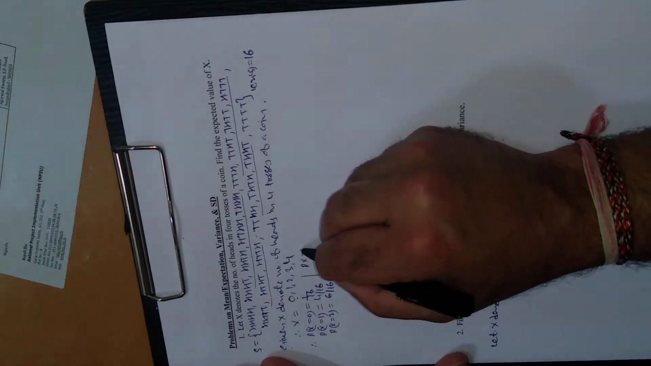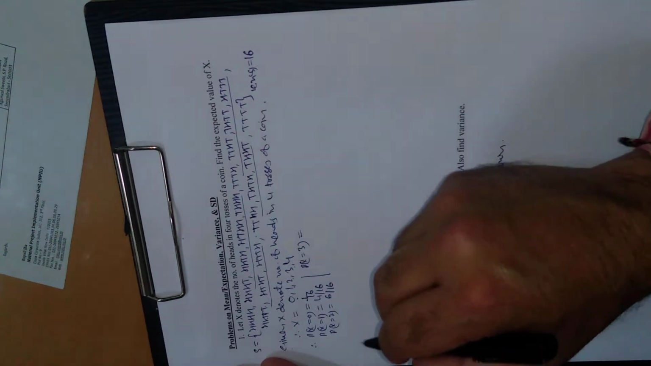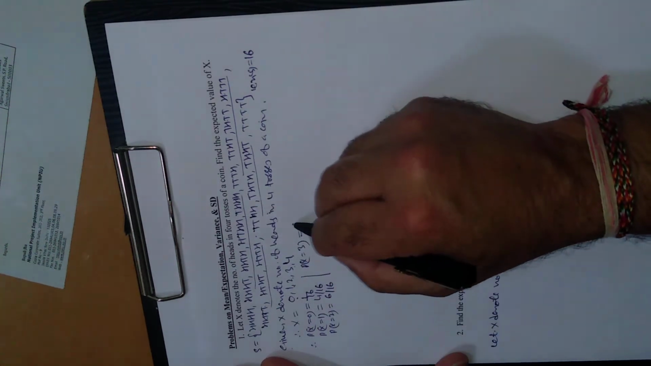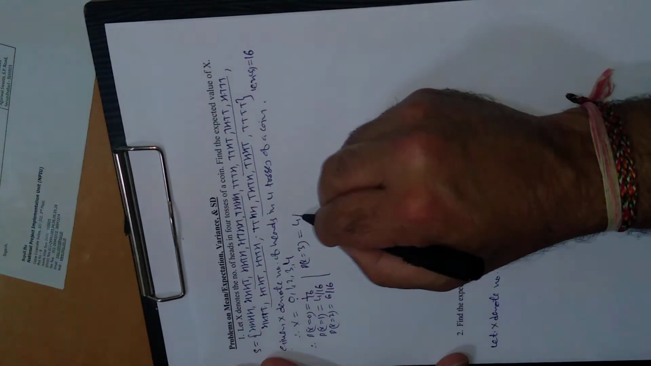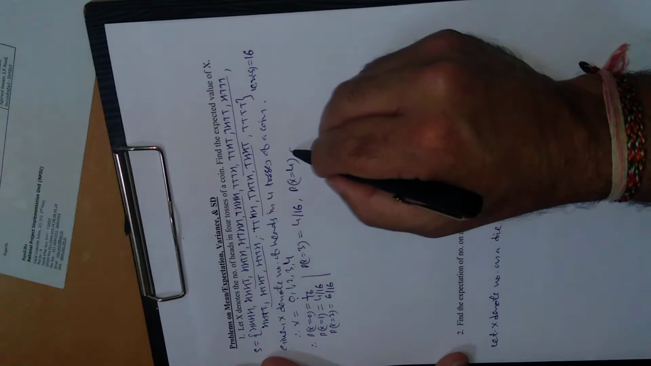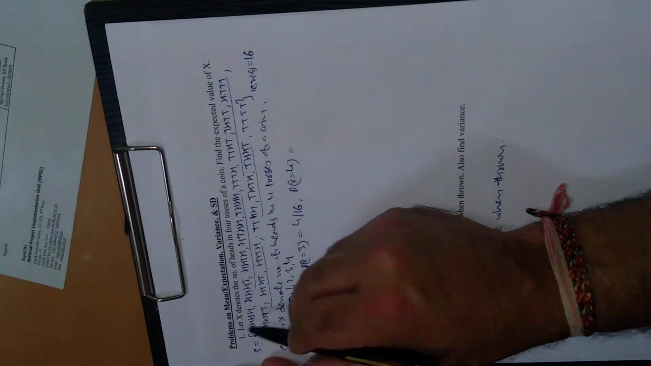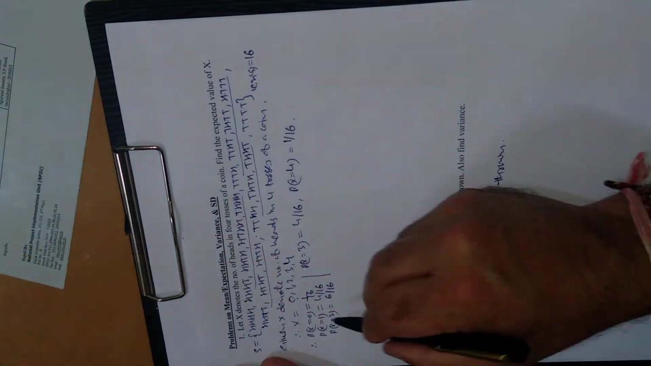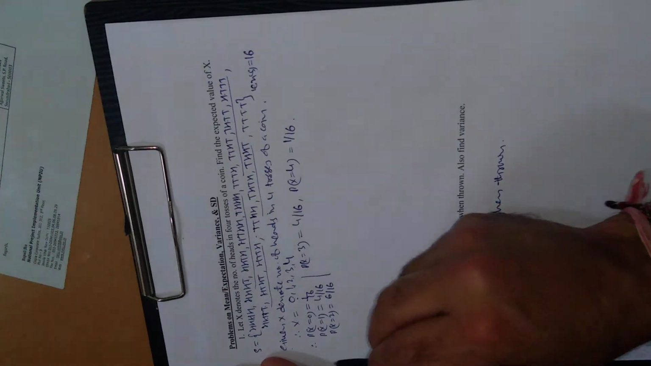P of x equal to 3: exactly 3 heads. So favorable outcomes are 4: 1, 2, 3, 4. Total are 16. And finally P of x equal to 4: 4 heads. So favorable outcome is only 1, total cases 16. So these are all the probabilities.